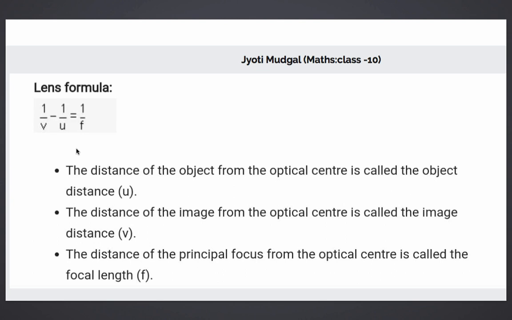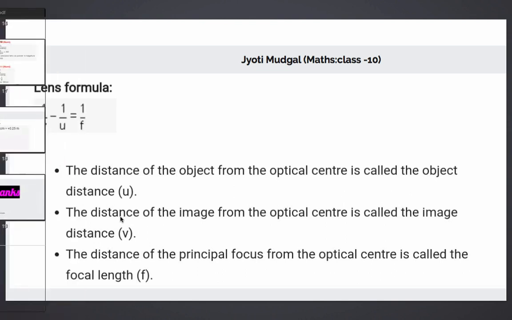Now, what are these terms? When there is a lens, there is some distance of the object from the lens, and from the lens basically we mean the center, that is the optical center. Similarly, the distance of the image is also there from the optical center. So we are using symbols for the same. If the lens formula is 1 by f equals 1 by v minus 1 by u, then u stands for the distance of the object from the optical center. It is for both lenses, concave as well as convex.